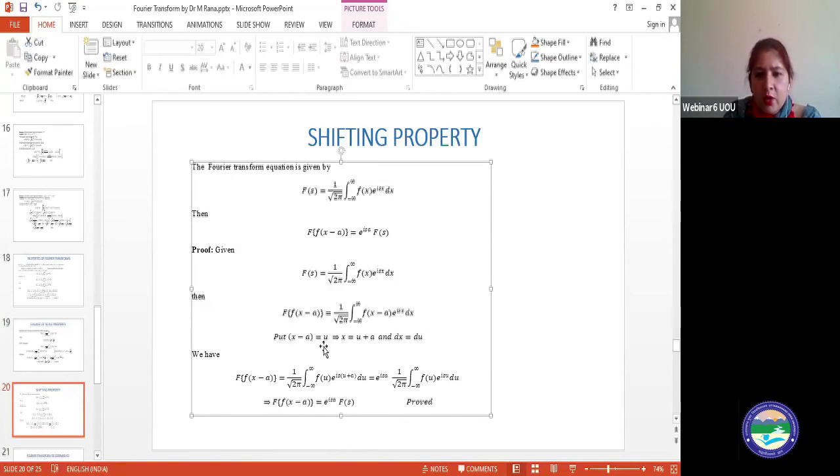You put x minus a equal to u, so you'll get x equal to u plus a and dx equal to du. So we'll substitute the values of x and dx in this equation. You will have 1 upon root 2 pi integration from minus infinity to plus infinity f of u e raised to power is times u plus a du. So e raised to power isa is a constant, so you put it outside the integration. You'll have e raised to power isa times 1 upon root 2 pi integration from minus infinity to plus infinity f of u e raised to power isu du. So this is the Fourier transform Fs, this much, and you'll have the extra term e raised to power isa. So similarly, if you have an exponential term, there will be a shifting property in the Fourier transform also.